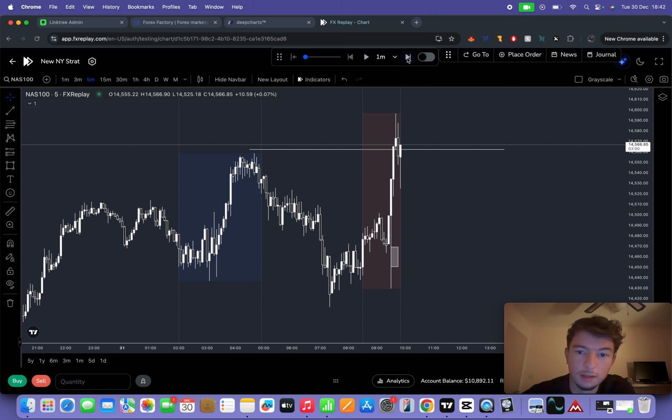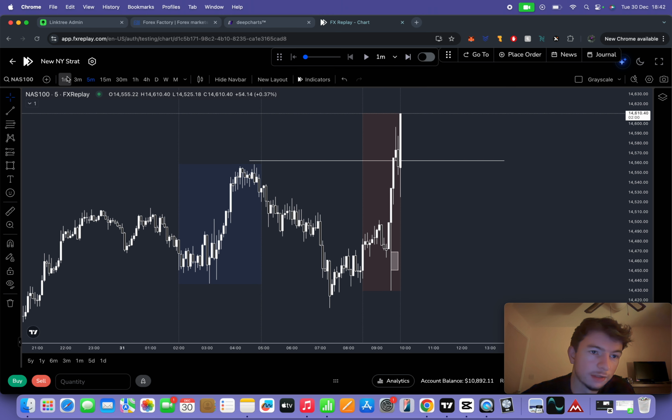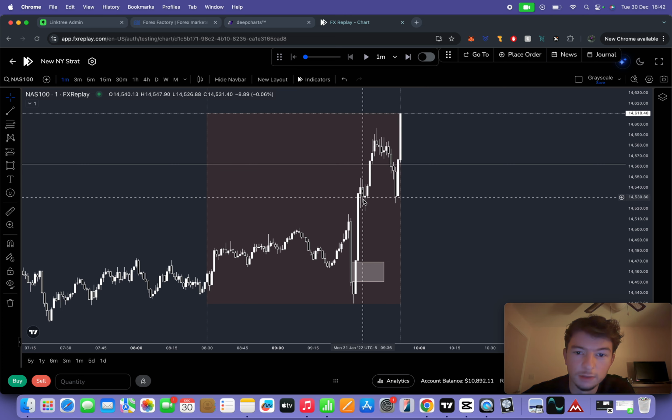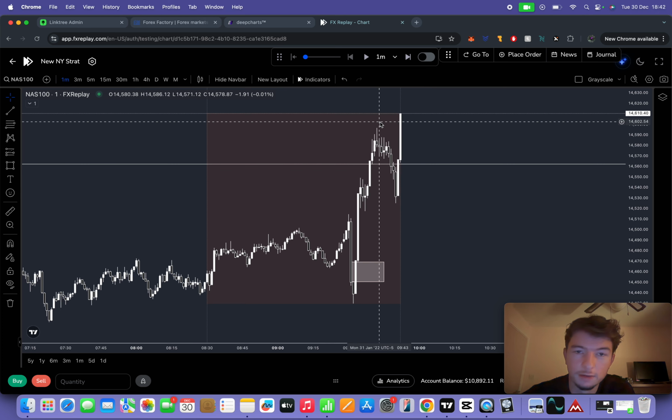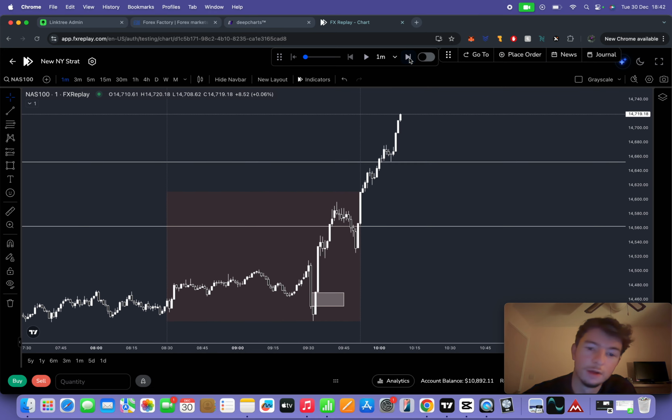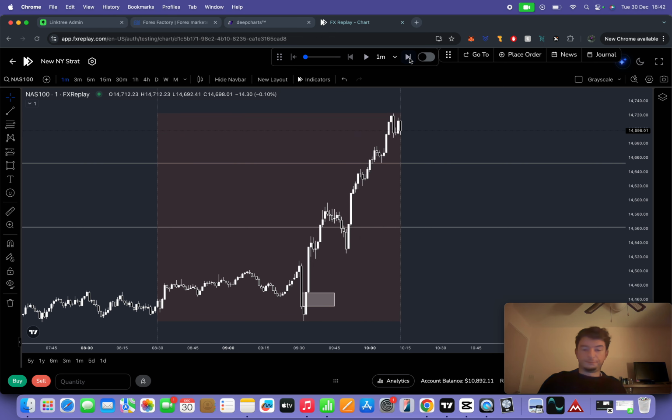On the way back down, what did we retrace into there? Order block. So a bullish order block. Continuation, and a PM high. So that news driver is a sign of bullish intent, not always the case though.